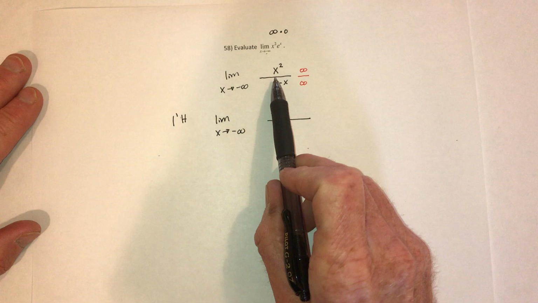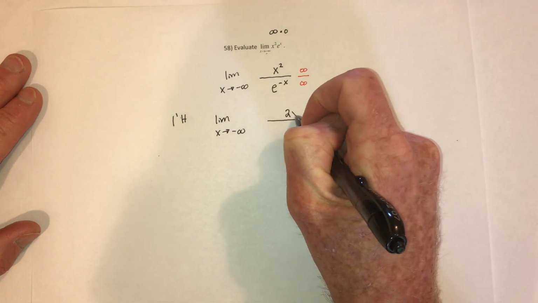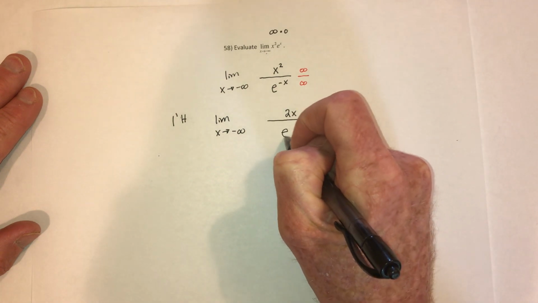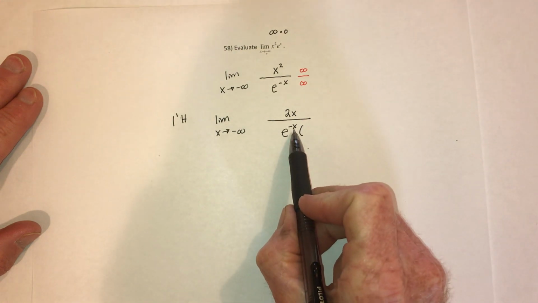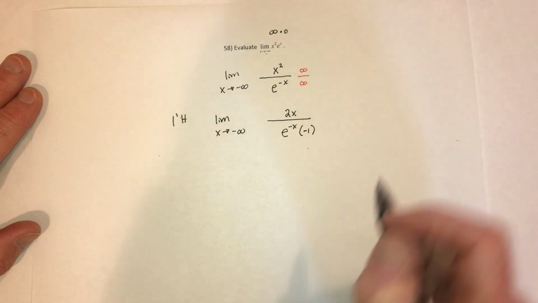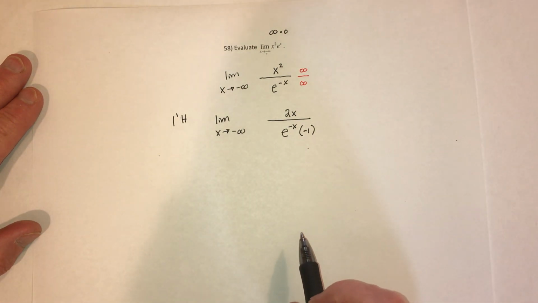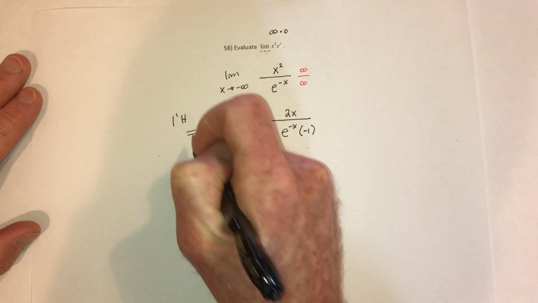So now we could use L'Hopital's rule. Take the derivative of each one. The derivative of the numerator is going to be 2x. The derivative of the e function is the e function, and then you need to do the chain rule. The derivative of a negative x is negative 1. And then this would still be of the form infinity over infinity, so do L'Hopital's rule again.